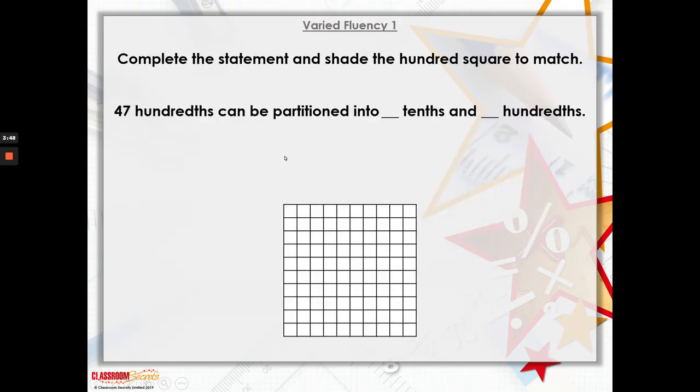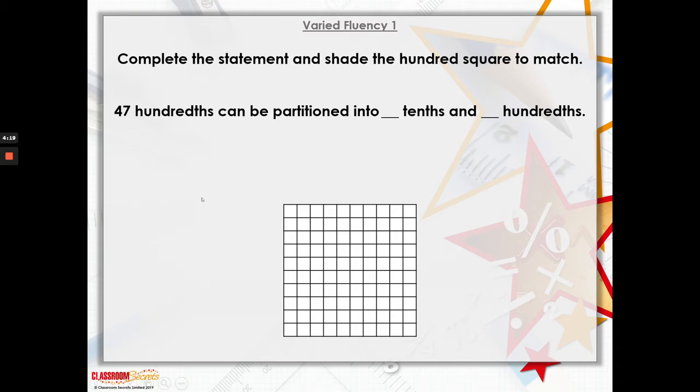As always, we go through the PowerPoints together in class. So if you can do these on the PowerPoint, you'll be able to do the questions that are coming up on your Purple Mash. You will have a kind of quiz on Purple Mash, which should match the maths activity. So, for the first question, we have to complete the statement and shade the 100 square to match. Obviously, you can't colour in on your screens because you'll ruin your lovely electronic devices. So, we're just going to work out how many we would colour in.